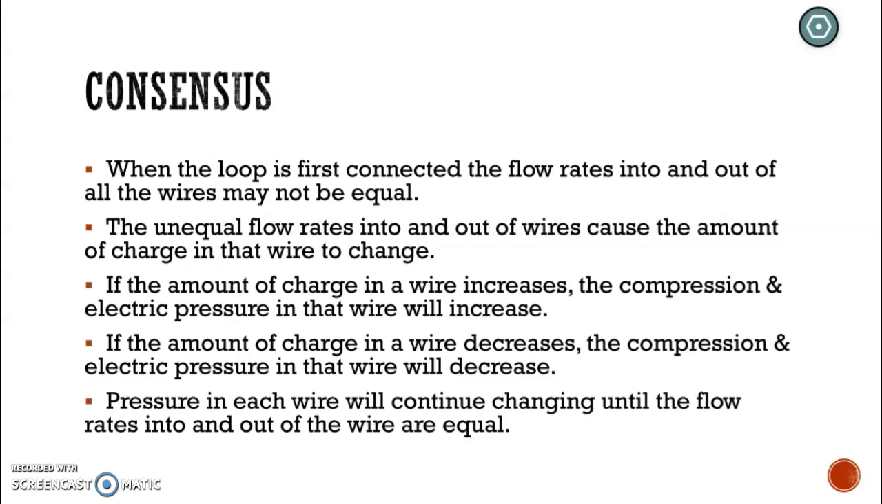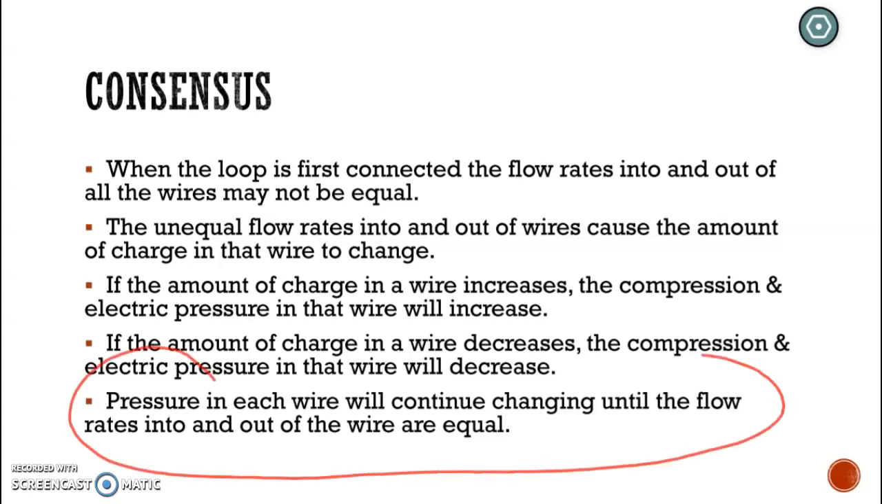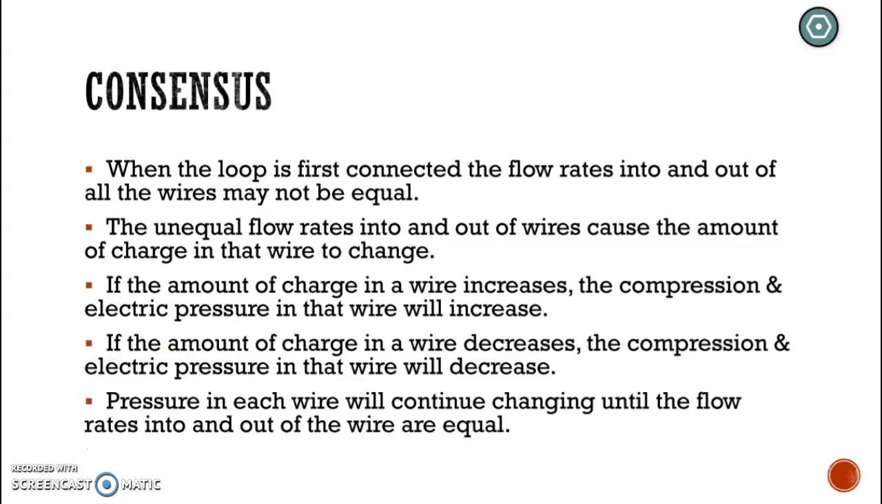If the amount of charge in a wire increases, then the compression or pressure in that wire also increases. So this pressure arises because of an excess of electrons or a deficit of electrons in the wire. So as we get more electrons, we get a lower potential. As we get less electrons, we get a higher potential. And this pressure, this potential in each wire is going to continue to change until the flow rate in and out of each wire is equal.